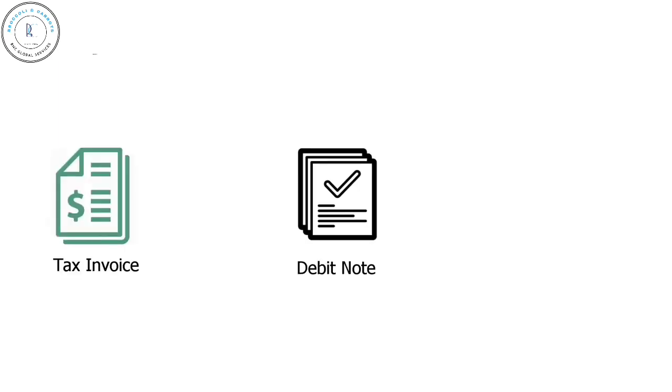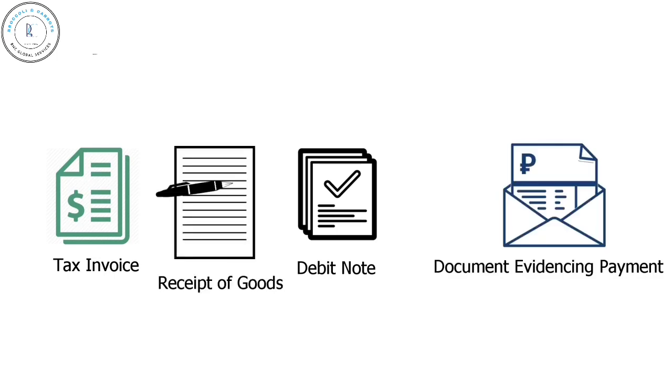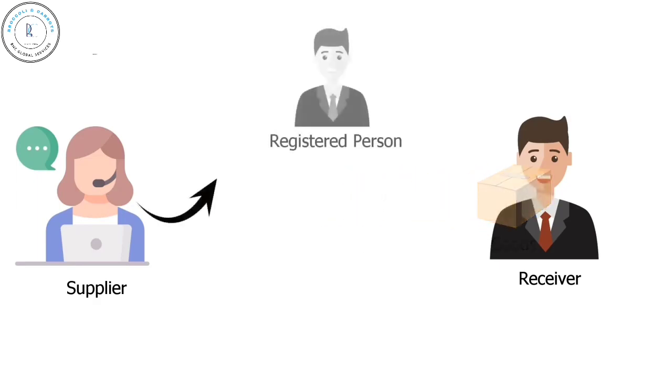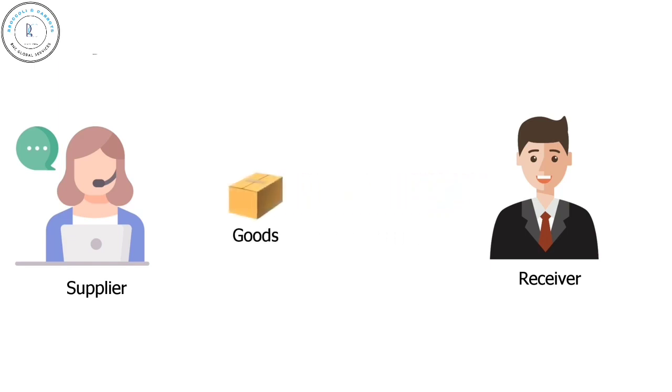Conditions to claim ITC under GST are: possession of a tax invoice or debit note or document evidencing payment, receipt of goods or services, goods delivered by supplier to other person on the direction of a registered person against a document of transfer of title of goods, and furnishing of a return.